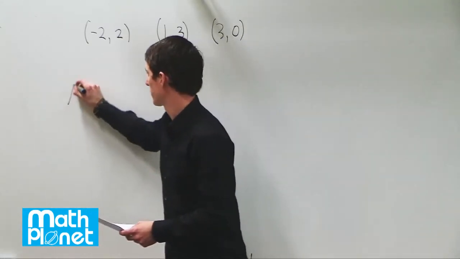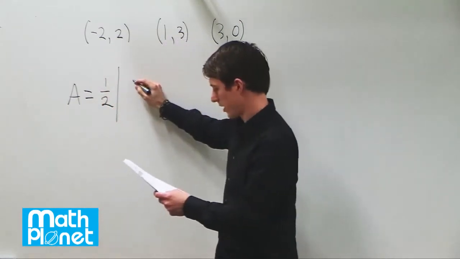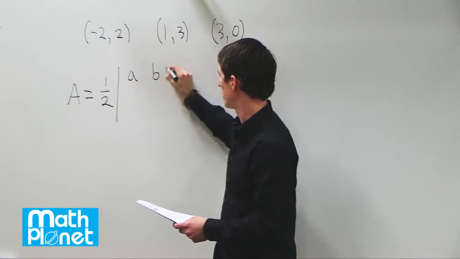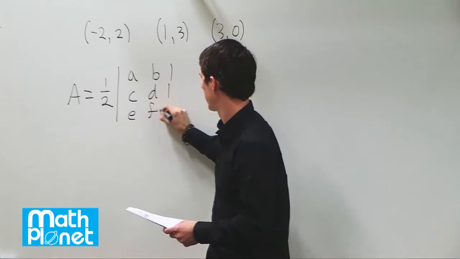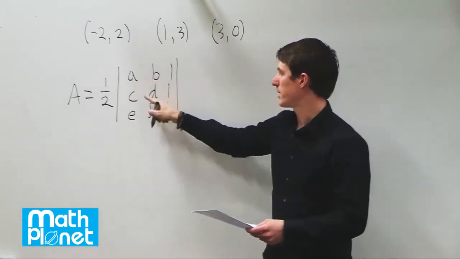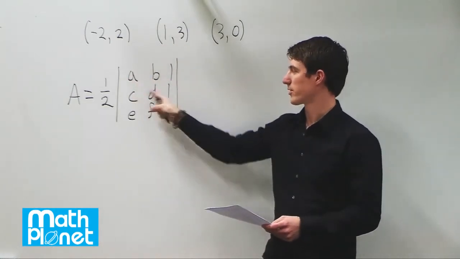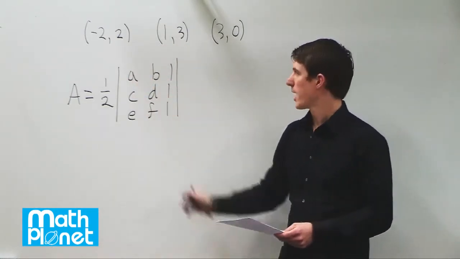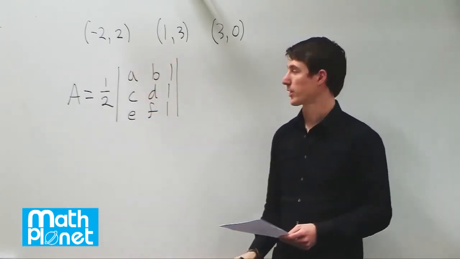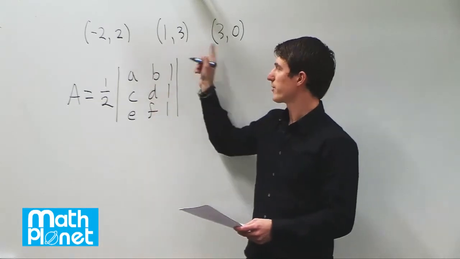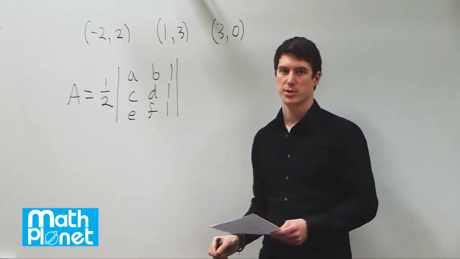So that matrix is: area of a triangle is equal to 1/2, and then we say A, B, 1, C, D, 1, and E, F, 1. Now these A and B, C and D, and E and F correspond to these ordered pairs. So this is the first point, this is the second point, this is the third point. And it doesn't really matter which order you put the points in, just as long as you use the rows as the individual points, not the columns. So we need to plug these values in and then find the determinant of this third order matrix.